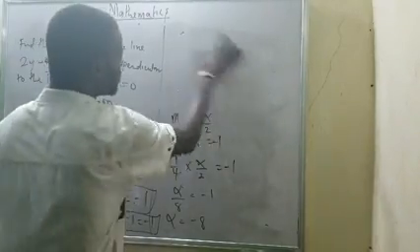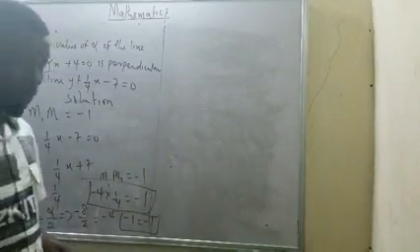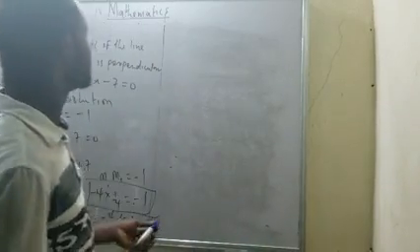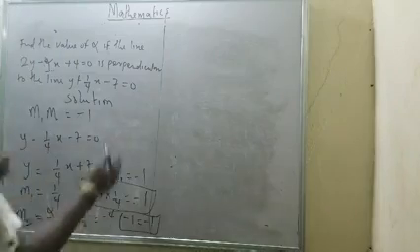Equation of the line, perpendicular line, straight line, when you are given 1 point, 2 points are given, parallel lines, perpendicular lines. That is all I have for you.